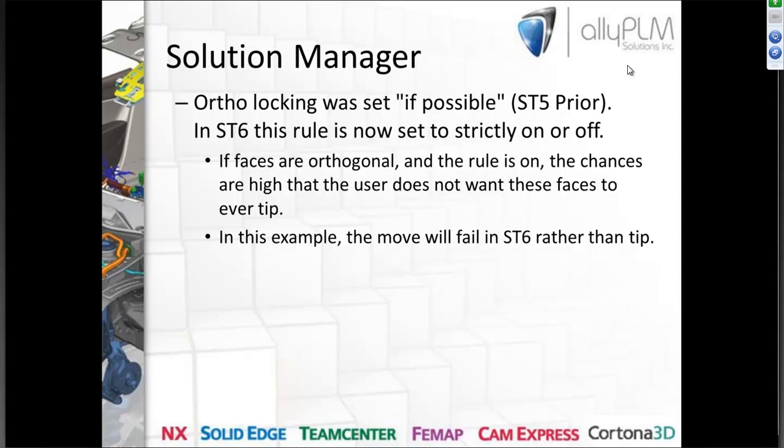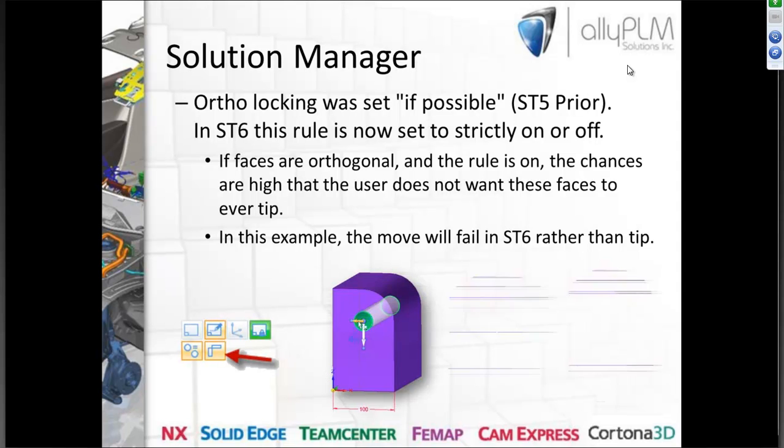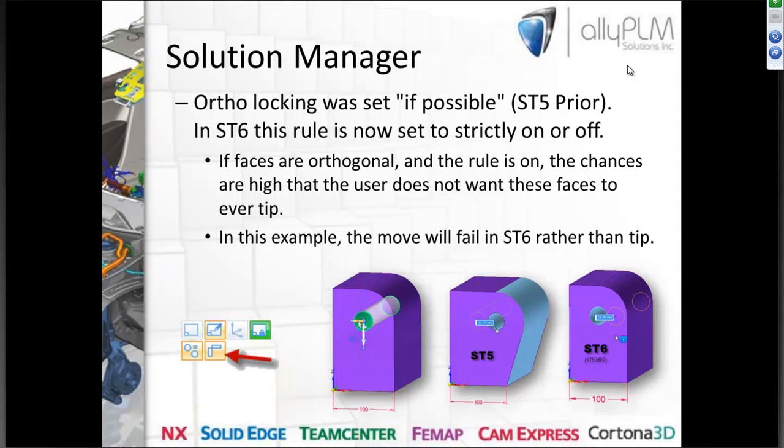The whole lock if possible in ST5, if you remember the way that we treated radii and straight faces, we said, keep orthogonal to base if possible. This was actually backported to ST5 Maintenance Pack 2 because we realized it wasn't the design intent. So now orthogonal is truly an on or off setting. If it's on, you will be kept orthogonal. We're not going to violate that. If off, it's going to revert to the if possible setting.